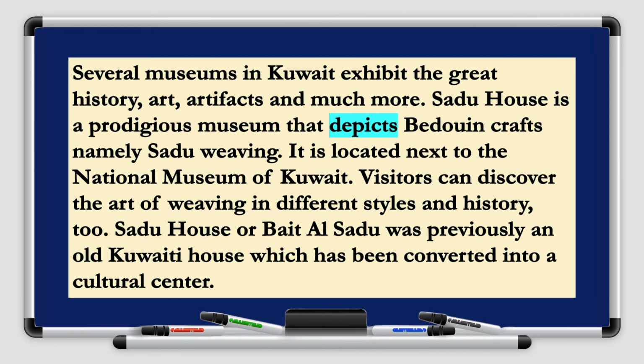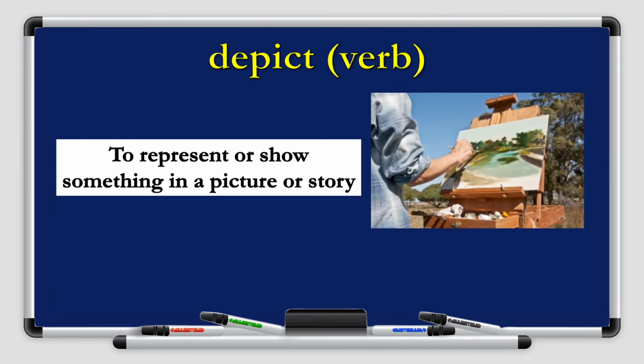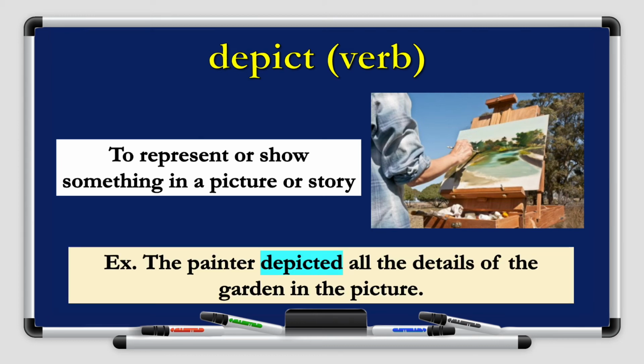Another word in this same paragraph is the word depicts or depict. Depict is a verb which means to represent or show something in a picture or a story. And as you can see in front of you, this man is depicting the image or the scenery in front of him. The painter depicted all the details of the garden in the picture.